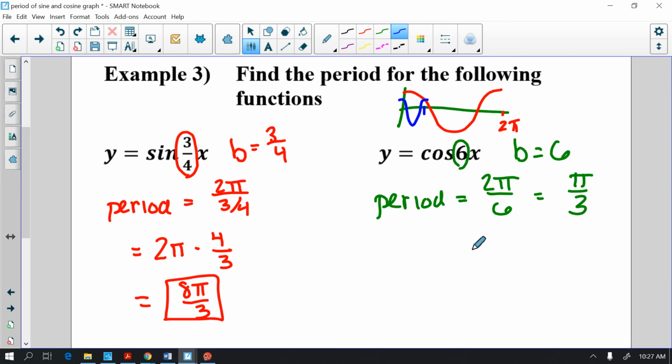That's what you're going to be looking at. And tomorrow, which we will be back on Zoom finally, we're going to put both of those together. And we'll be working with your amplitude and your period then.